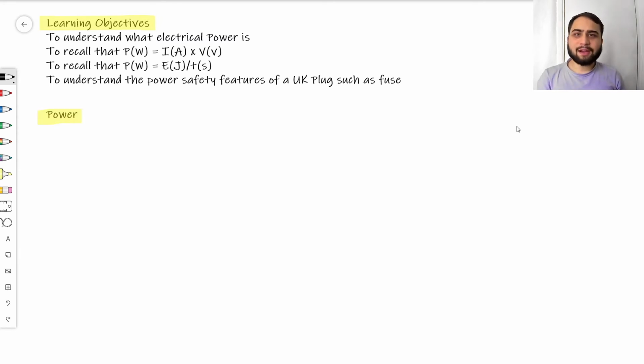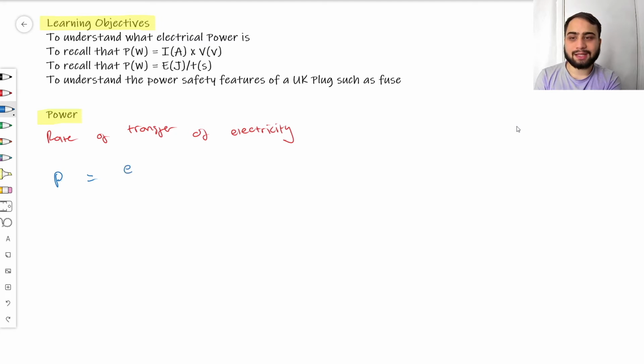Now let's start off by looking at what power actually is. Power has a very simple definition: it's just defined as the rate of transfer of electricity. That's it. That can be shown very easily in the power equation. P is equal to E divided by T.